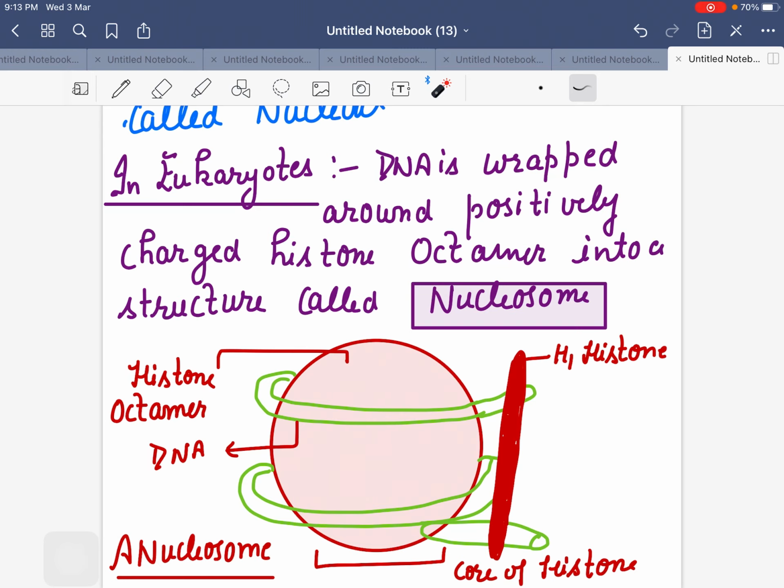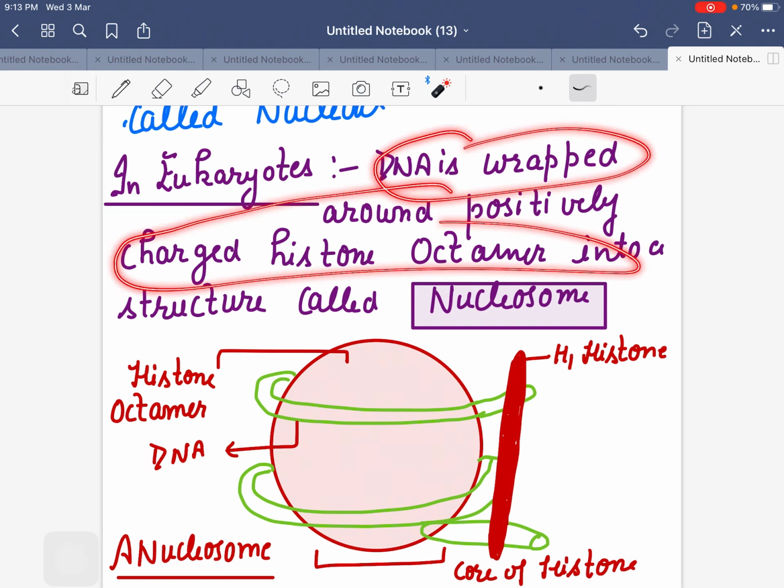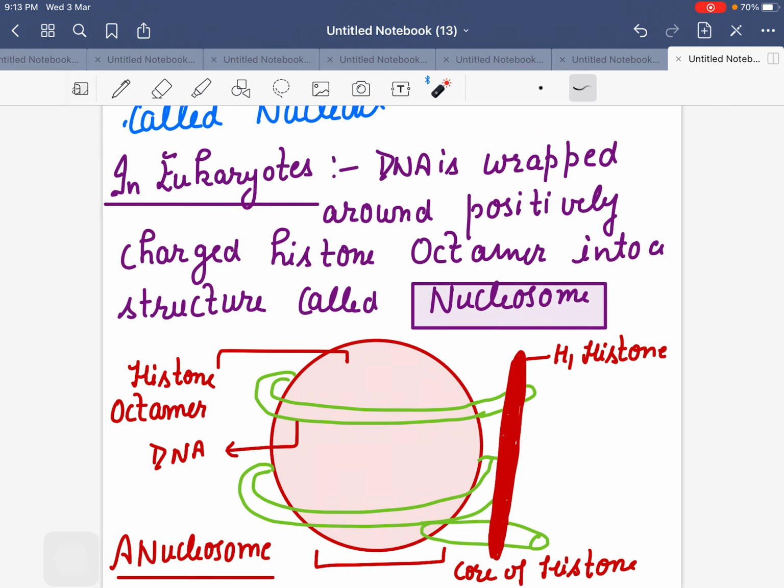Now in eukaryotes, we say DNA is wrapped around positively charged what? Histone proteins, and these form an octamer. These histone proteins are actually a histone octamer structure. Very important point to refer. हमें पता ही नहीं होता है histone present कैसे है. So they are present in an octamer form. Octamer is what we use for 8 units in a structure.